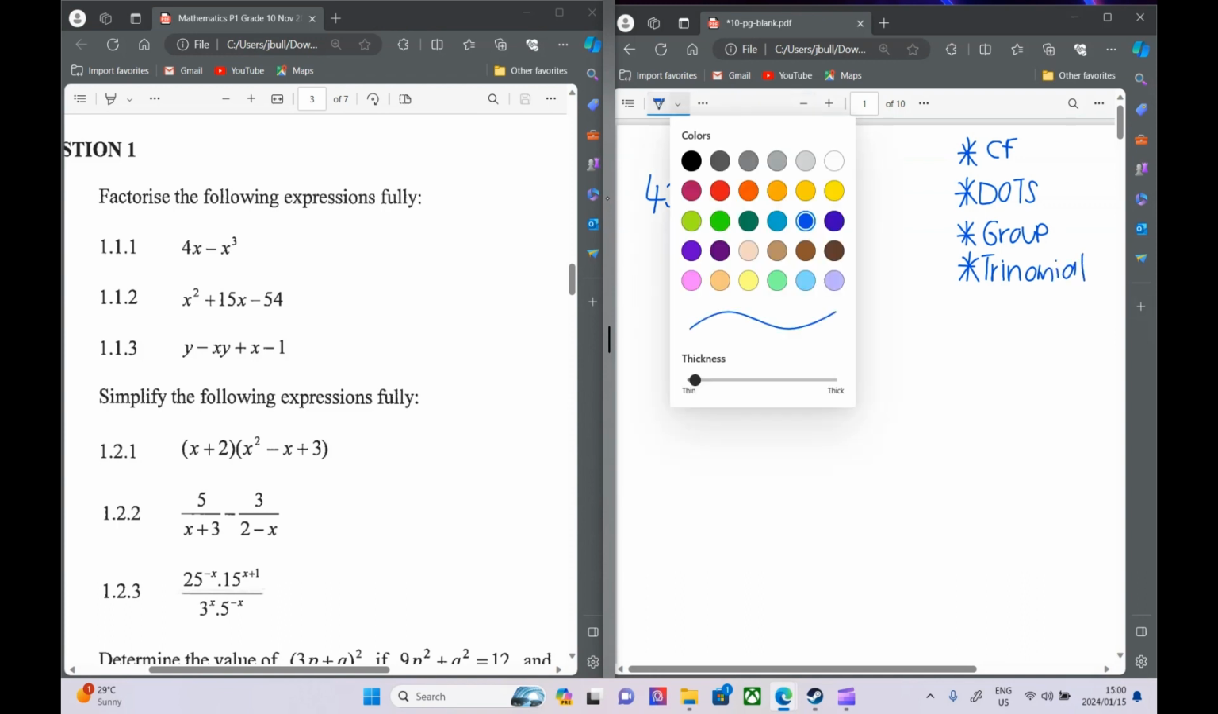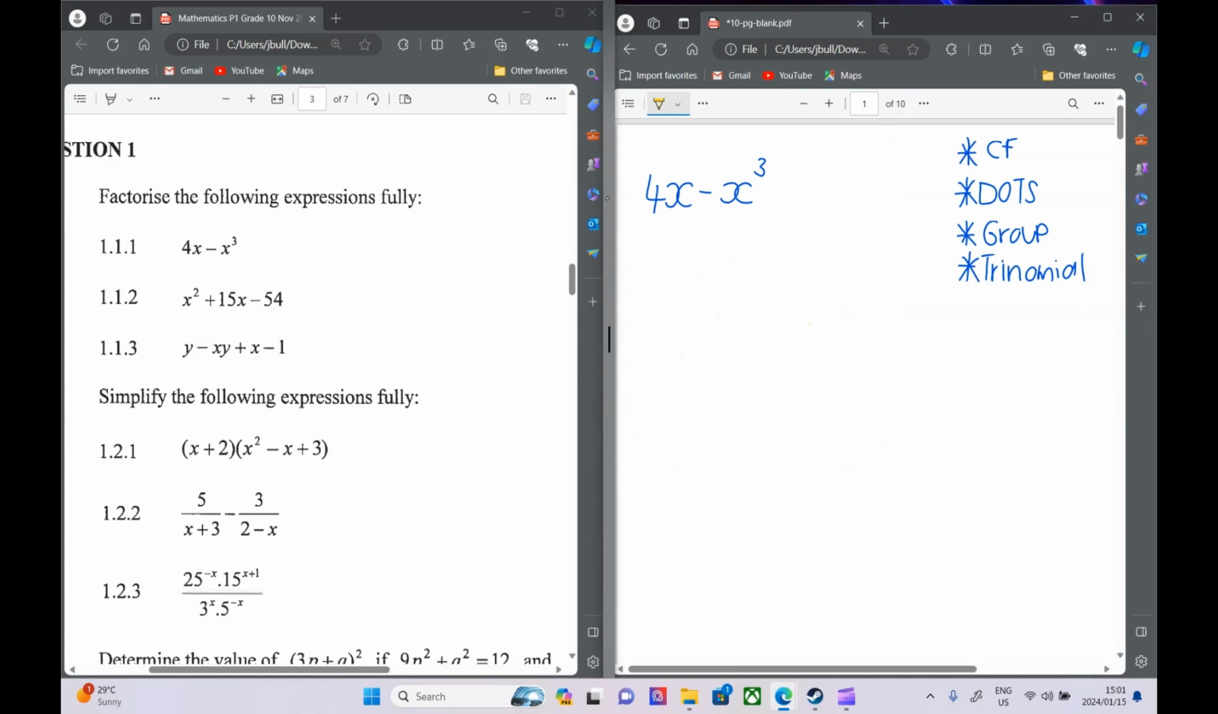So in this one, we can actually see we have a common factor. We have x in both of these terms. So I'm going to take out x as a common factor. Just somewhere I'm going to write common factor is x. If that is my common factor, we take out the common factor and put that on the outside. And then in brackets, we put what's left over.